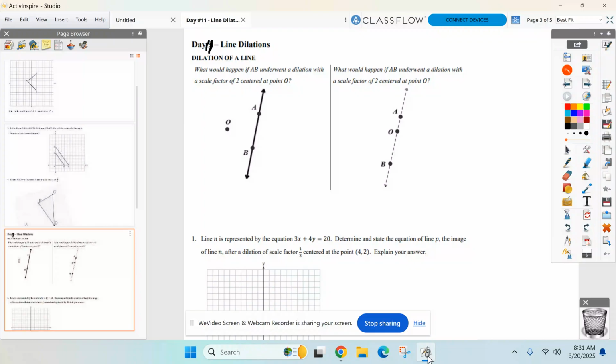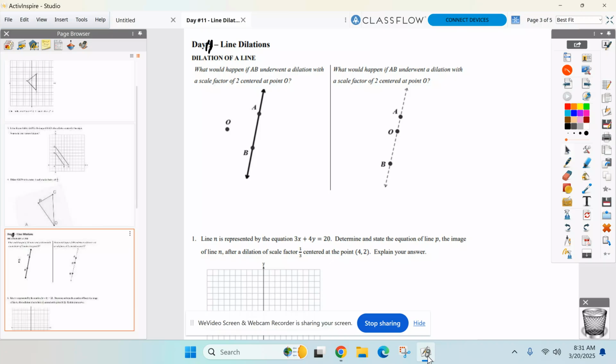Last topic today. It's our third day of dilations. We know, hopefully we're all pretty comfortable dilating a point. We go from the center to the point, use slope, and then double it, triple it, cut it in half, and we go from there. Today, dilating a line. How do I dilate a line? You already know, hopefully, that this middle school mentality of things getting bigger and smaller is out. Things get further away or closer to the center. And that's what a line does.